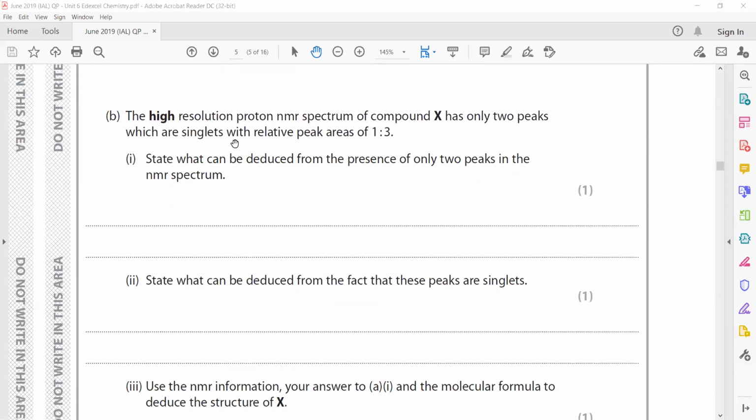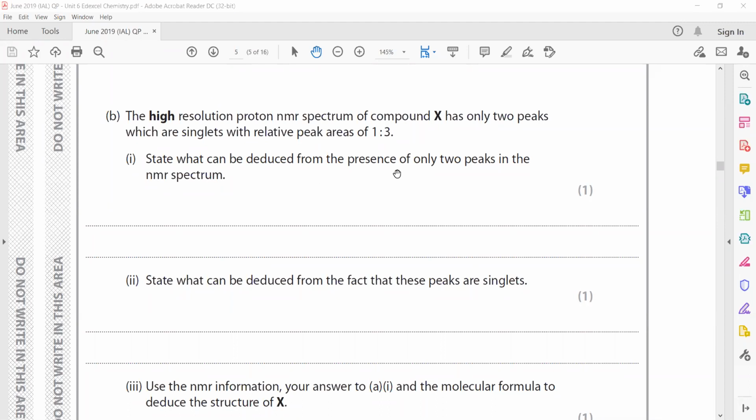The high resolution proton NMR spectrum of compound X has only two peaks, which are singlets with a relative peak intensity of 1 to 3. This 1 to 3 shows the ratio of the hydrogens. One region has three times more hydrogen than the other region.